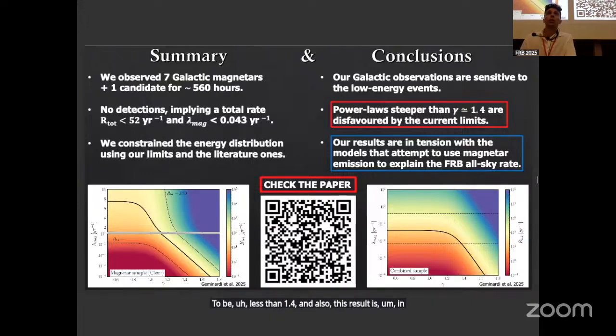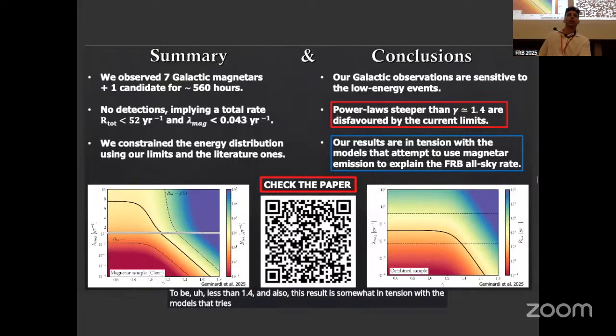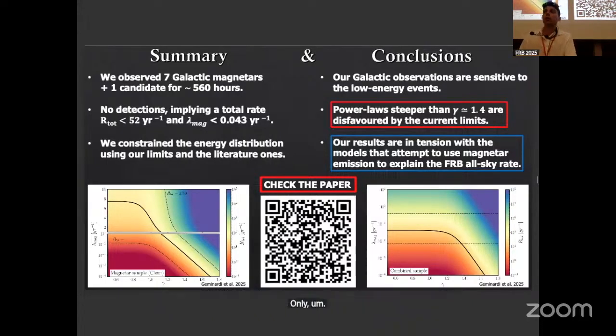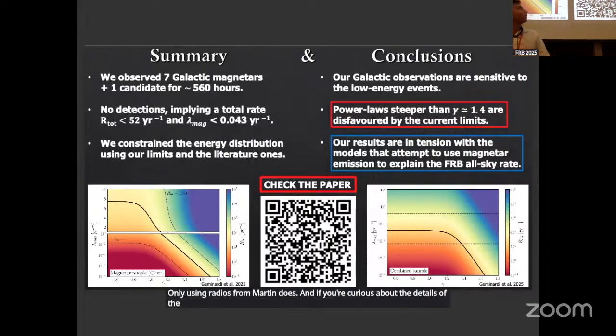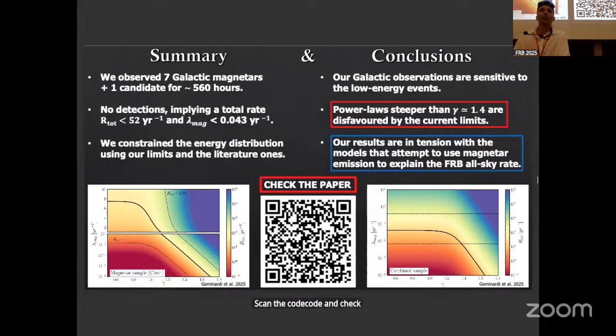somewhat in tension with the models that try to explain the whole sky rate of FRBs only using radio bursts from magnetars. And if you are curious about the details of the work, you can scan the QR code and check the paper, and thank you for the attention.